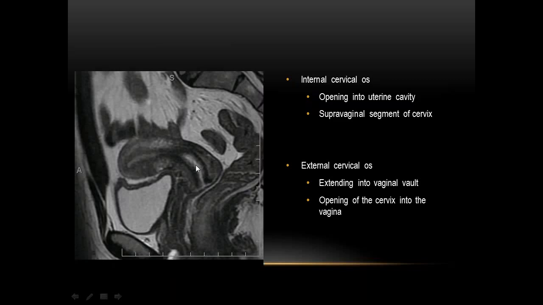The internal os here is the opening into the uterine cavity. It's the supravaginal segment of the cervix. The external cervical os extends into the vaginal vault and is the opening of the cervix into the vagina.